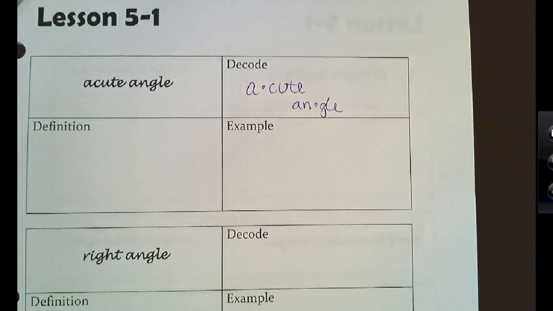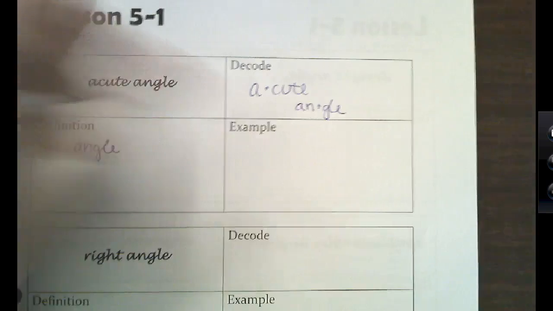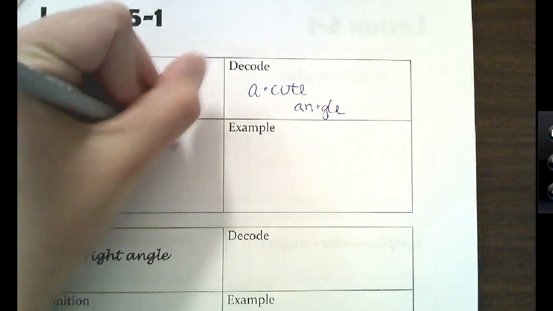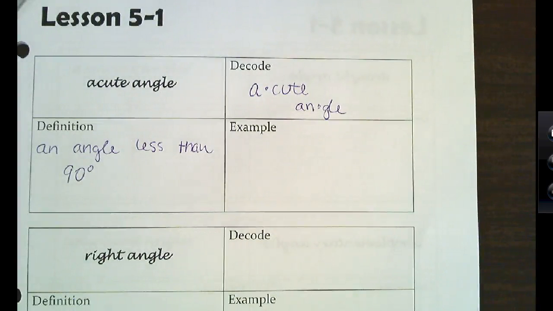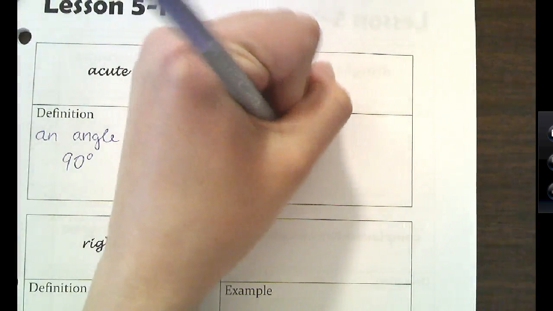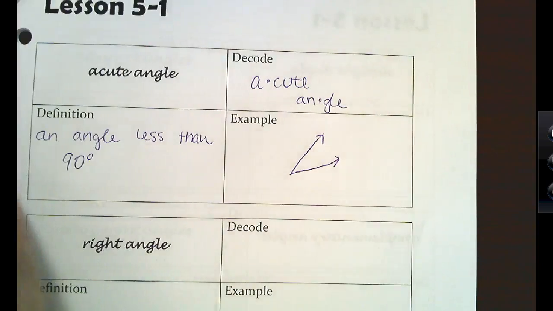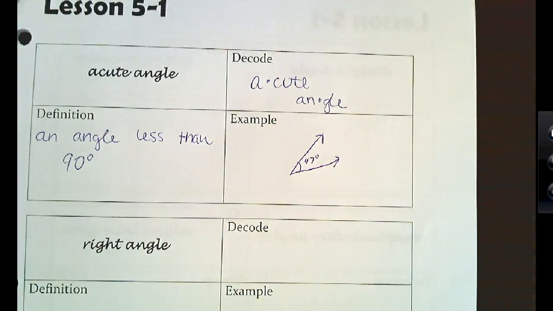And an acute angle is an angle, very good, less than 90 degrees. Yep, an angle that's less than 90 degrees. Which means it's a small angle. So any angle that's smaller than 90 degrees is an acute angle. So I'm going to draw for myself a nice small angle here. And then maybe I will label this 47 degrees. So that way I know it's less than 90 degrees.